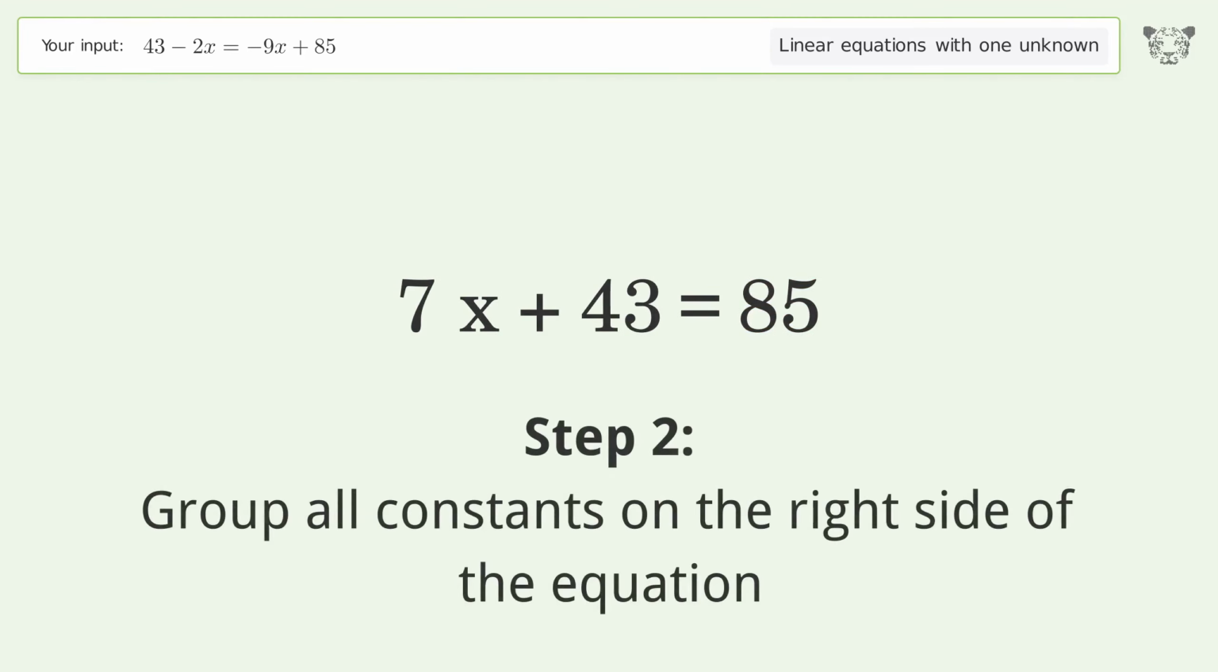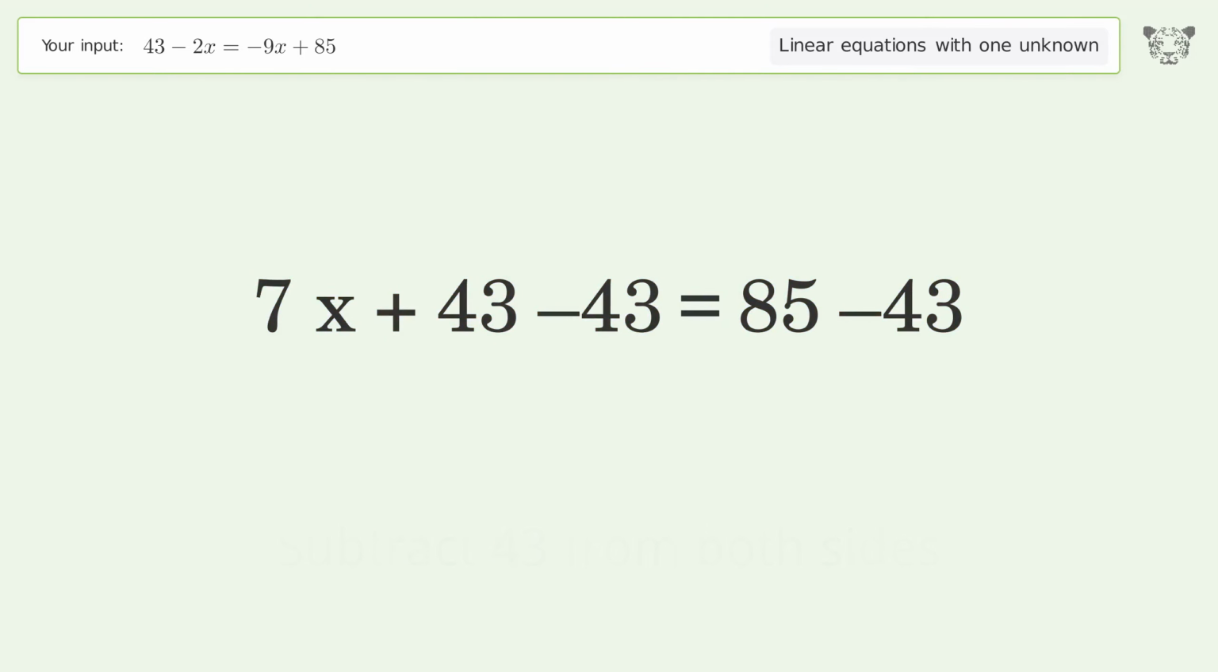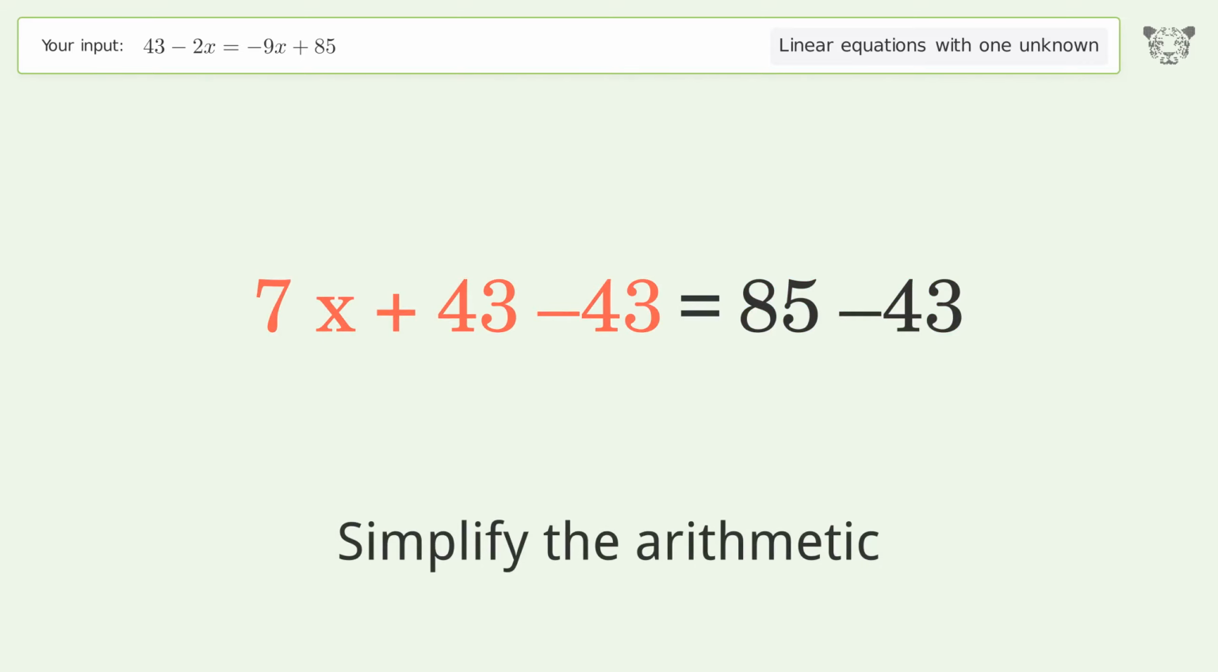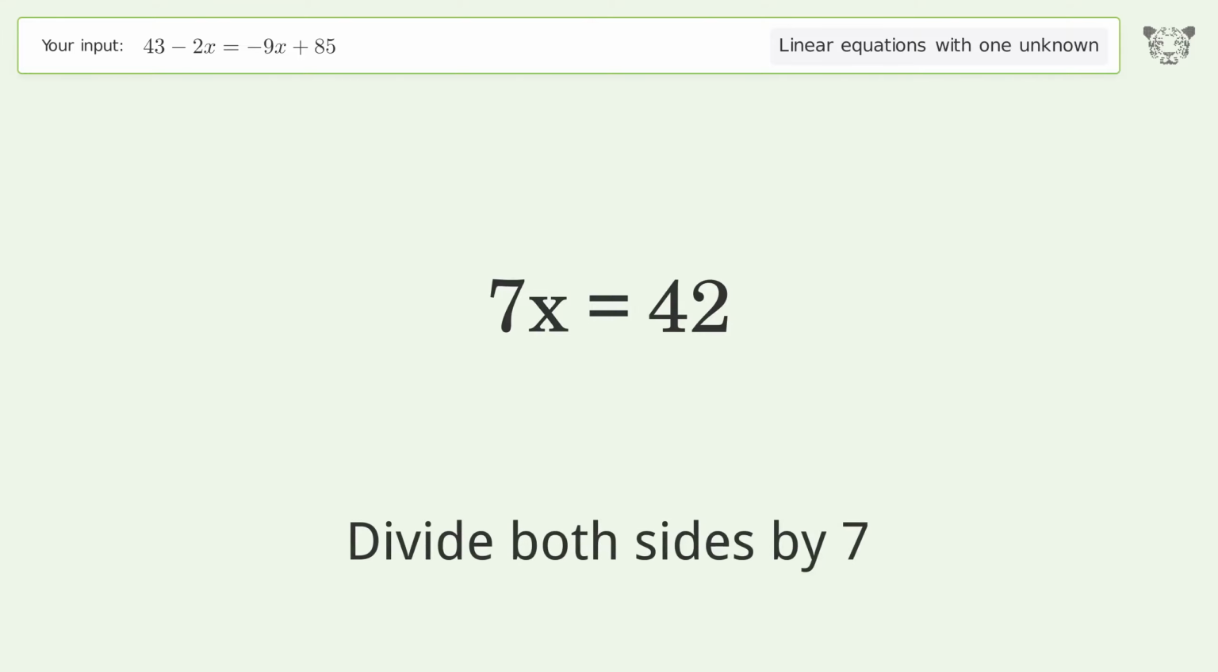Group all constants on the right side of the equation. Subtract 43 from both sides. Simplify the arithmetic. Isolate the x. Divide both sides by 7.